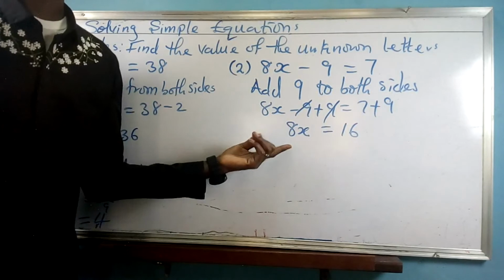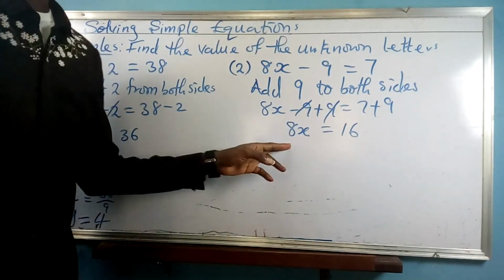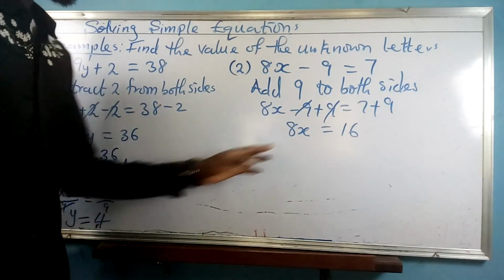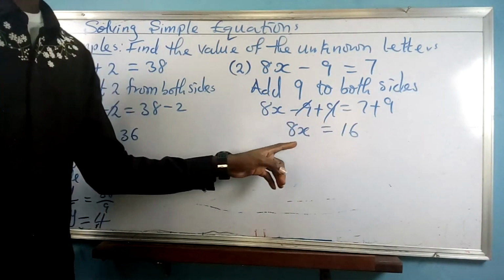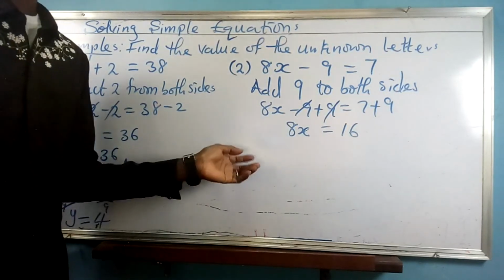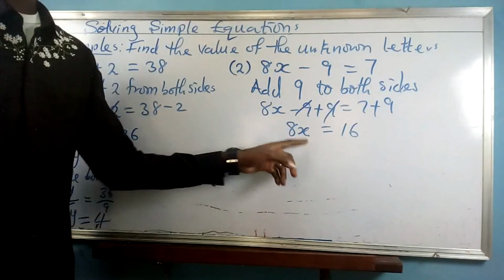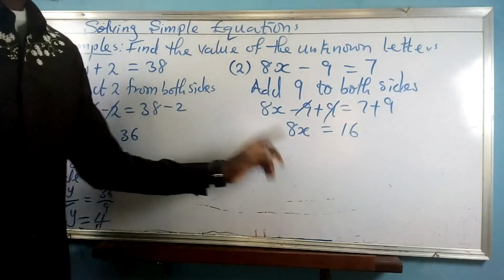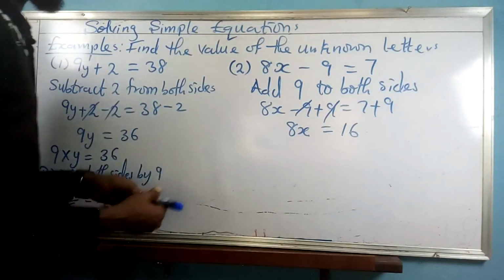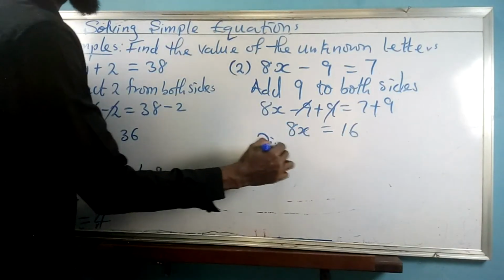And don't forget we are looking for x alone. So what's the coefficient of x here? 8. Remember, when you want to divide both sides by a number, you must use the coefficient. Don't just pick any number. Don't just say, I want to divide both sides by 5, by 7, by 3. No, you have to use the coefficient of the unknown to divide. Because it's the unknown that you're looking for, so you must use the coefficient. So the coefficient of x here is 8. So we have to divide both sides by 8.